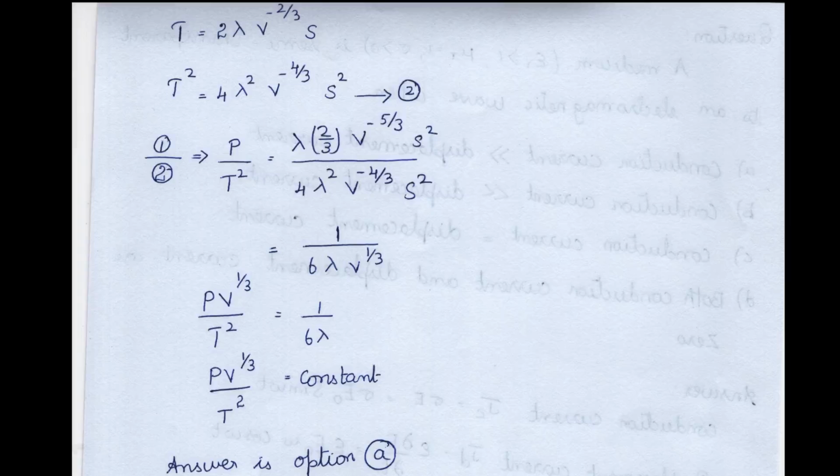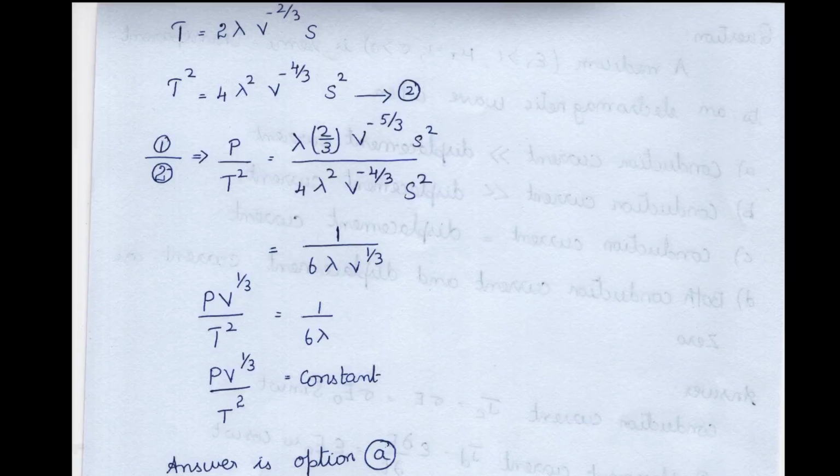So we will find T square also. T square is equal to 4 lambda square V power minus 4 by 3 S square. That we will keep as equation 2. So divide 1 by 2. That is equal to P divided by T square is equal to 1 divided by 6 lambda V power 1 by 3. So we will be getting P V power 1 by 3 divided by T square is equal to 1 by 6 lambda.